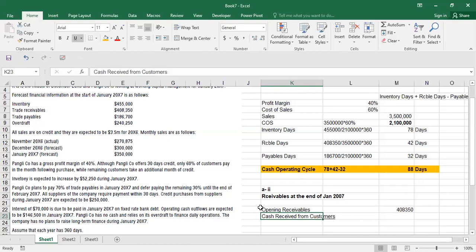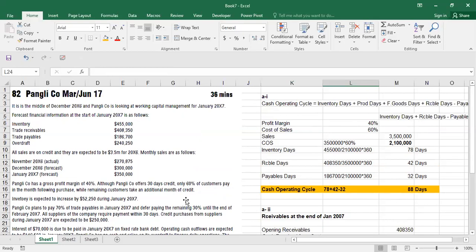Your customers are paying you from the previous months. If you see the policy, it says that although Pangli company offers 30 days credit, only 60% of the customers pay in the month following the purchase, while remaining customers take an additional month of credit. So it means that I am selling goods in January. They will not pay me anything, okay? But this was sold in December. Some part of this will come in January. And this is November. Some part of this will come in January.